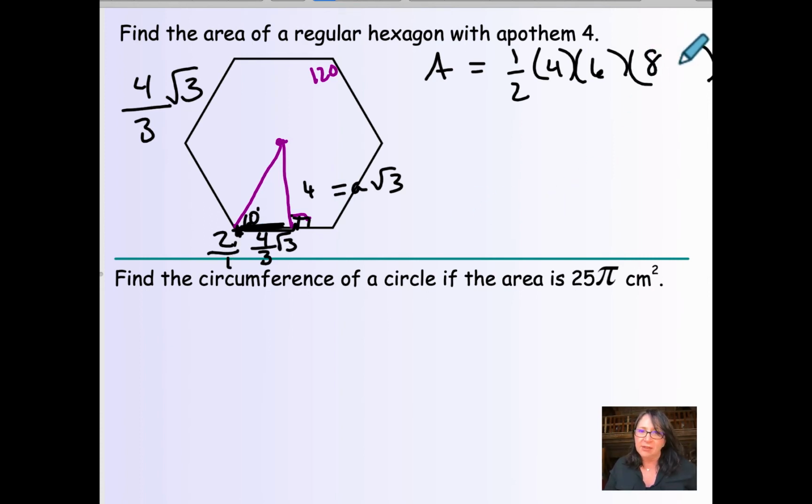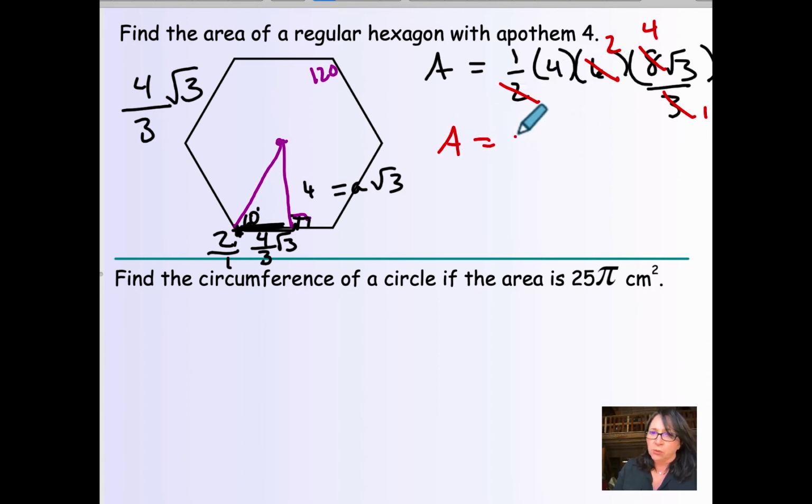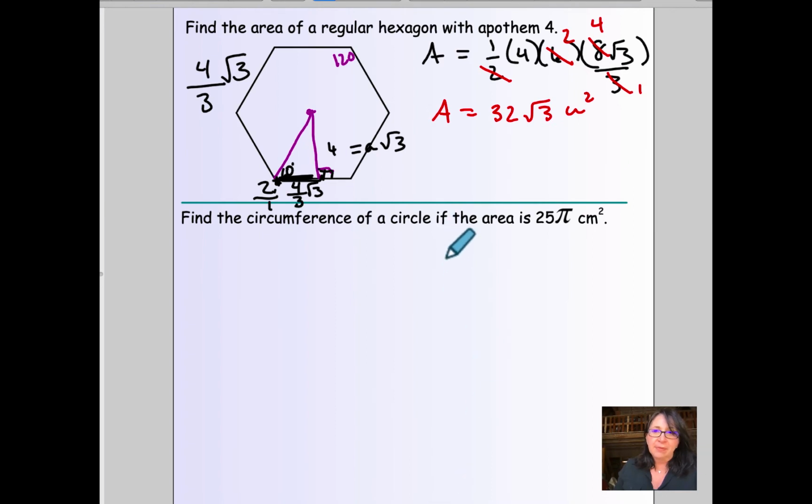So I have 8 root 3 all over 3. I'm going to do a little reducing before I multiply everything out. I'm going to divide this 2 into this 8 and get 4. I'm going to divide this 3 into this 6 and get 2. This 3 cannot cancel with that root. Remember that. And so we have the area is equal to 4 times 2, which is 8, 8 times 4, which is 32 root 3 units squared. That's the area.